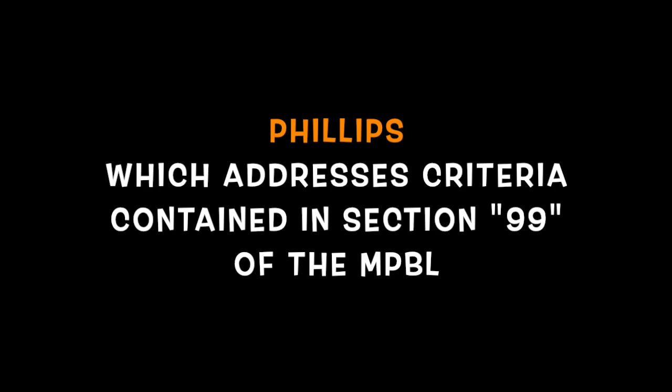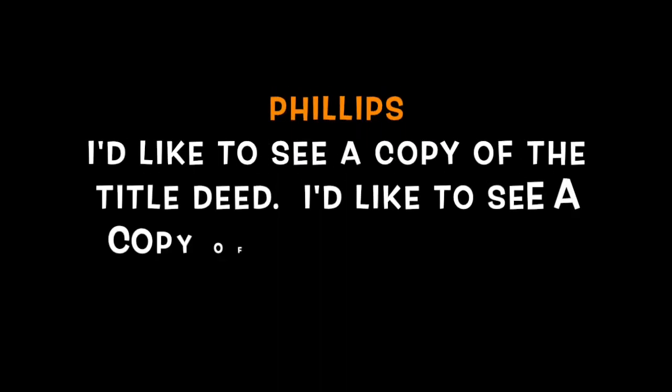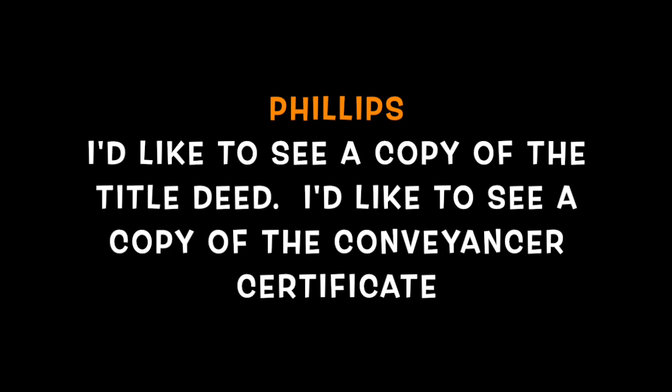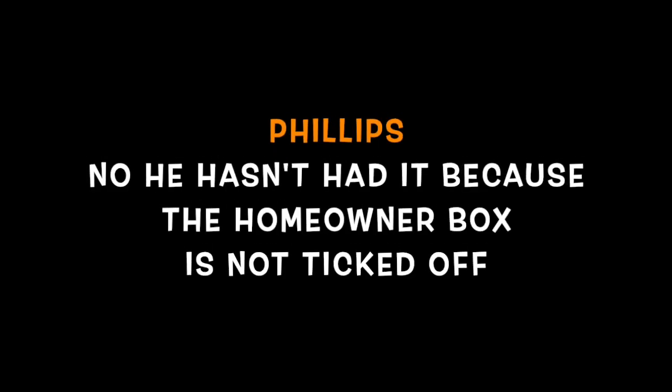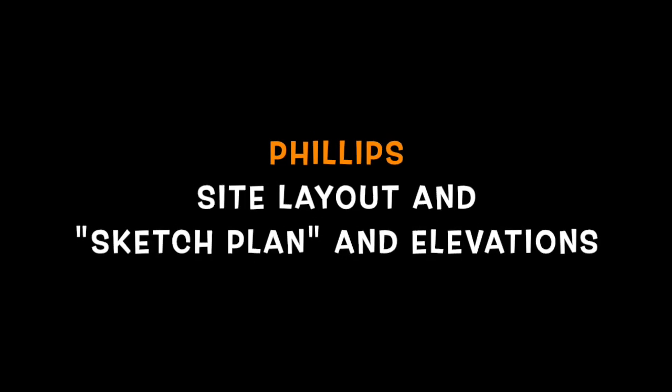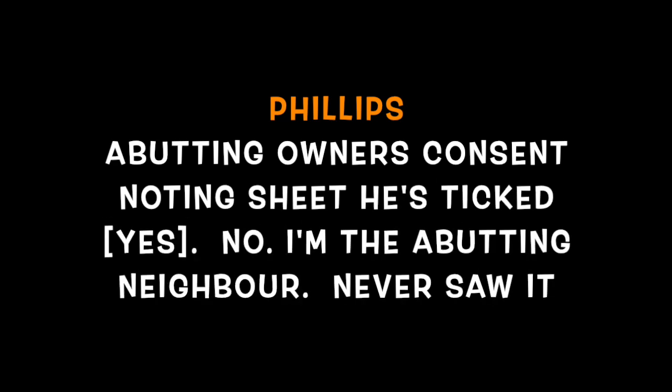The power of attorney. I'd like to see a copy of the title deed. I'd like to see a copy of the conveyancer certificate. A homeowner's consent approval stamp, tick. Others. So he had, does that mean... no, he hasn't had it, because the homeowner box is not ticked off. Site layout, sketch plan and elevations. Locality plan we've seen. Abutting owner's consent, noting sheet. He's ticked, no, I'm the abutting neighbour, never saw it. God, they're such liars. Sorry, darling, not you, the person who's doing this. You're not a liar at all.